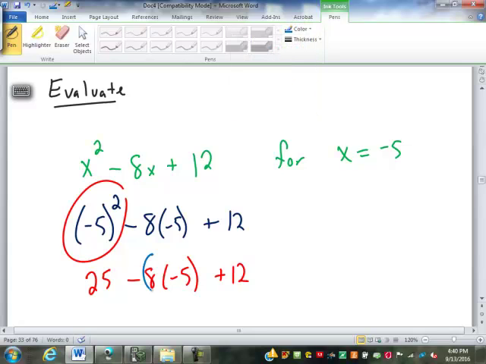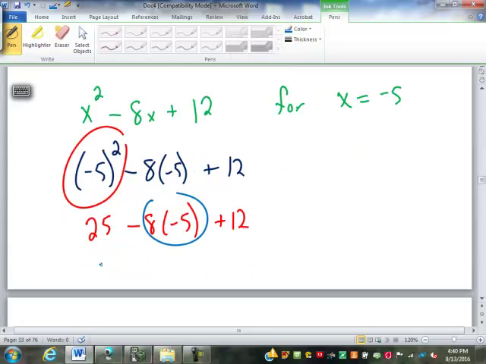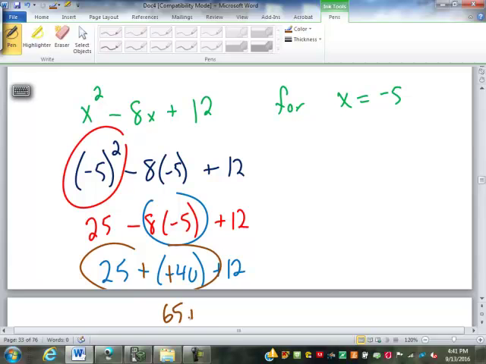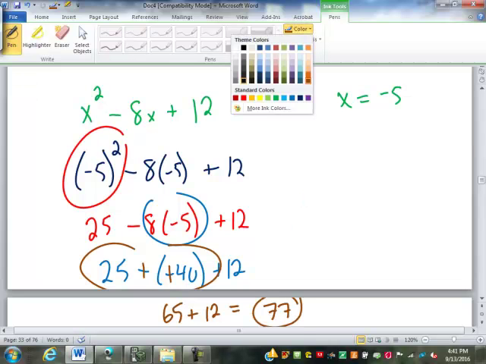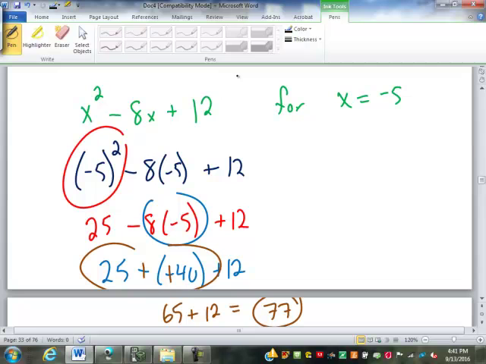Now here, I've got 8 times a negative 5 is negative 40. So now I have 25 minus a negative 40 becomes 25 plus 40, which is 65, plus 12 is 77, which is what the calculator gave us. That's where I picked the negative 8 times, and then the parentheses, negative 5 became positive. Yeah, because it was doing the negative 8 times the negative 5. I left the negative up front.